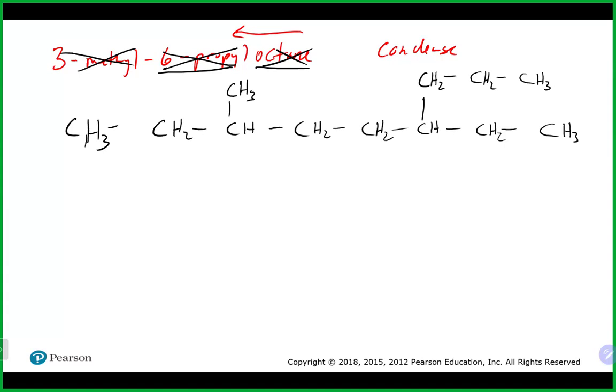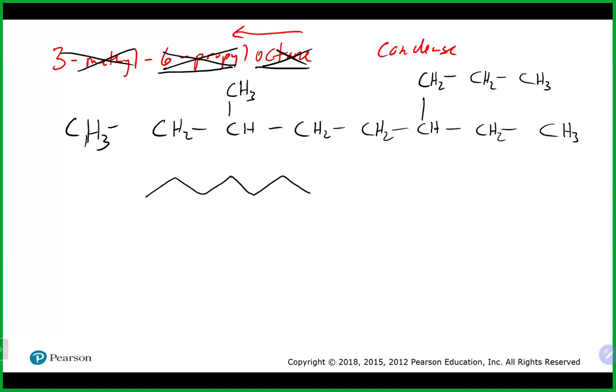Would what be accepted for this? The drawing would be the drawing we're talking about. So if you were given that name and asked to draw it, that's what it should look like for the condensed formula. If you're doing the line structure, obviously it should just be lines, and you could do it the same way. You could kind of do 8 in a row.